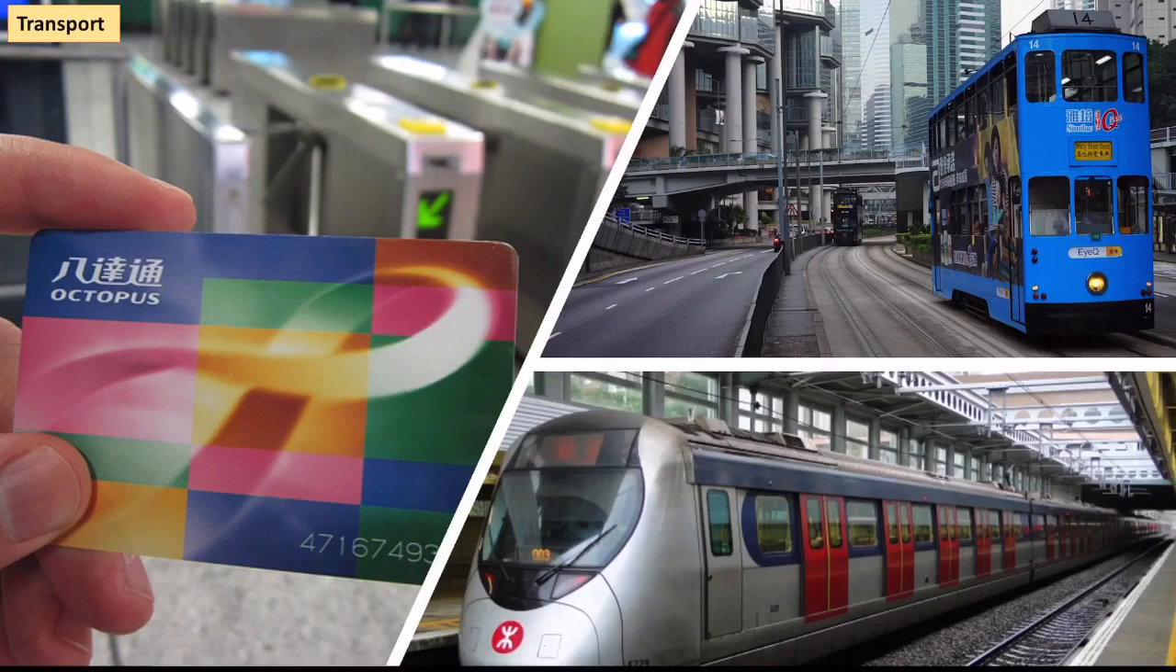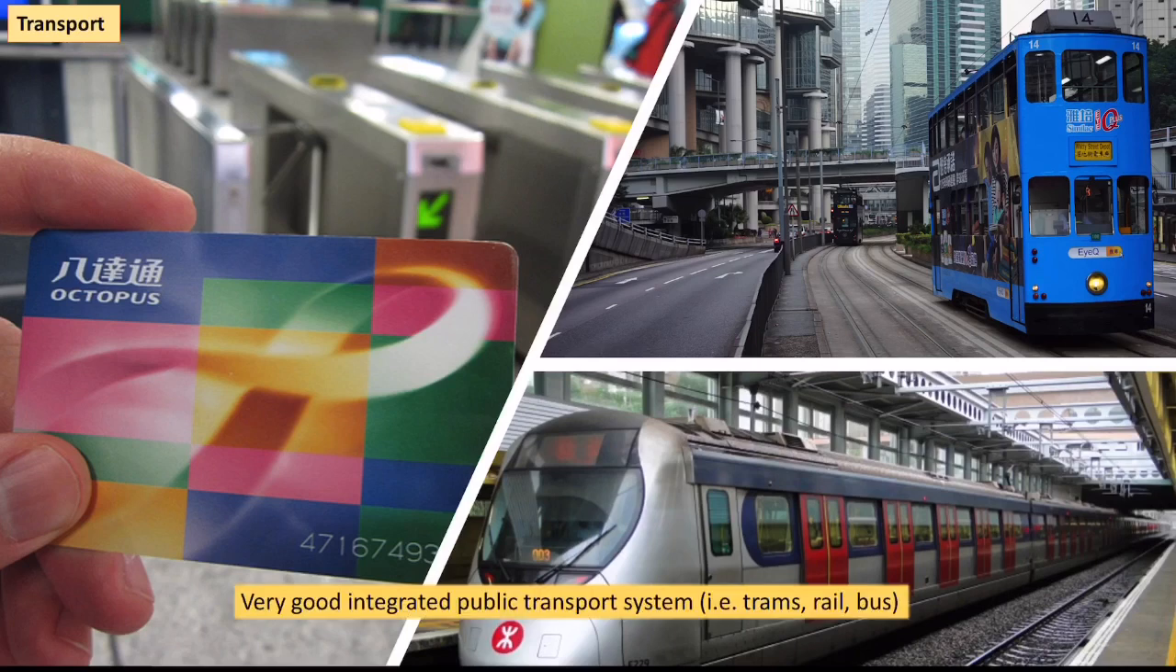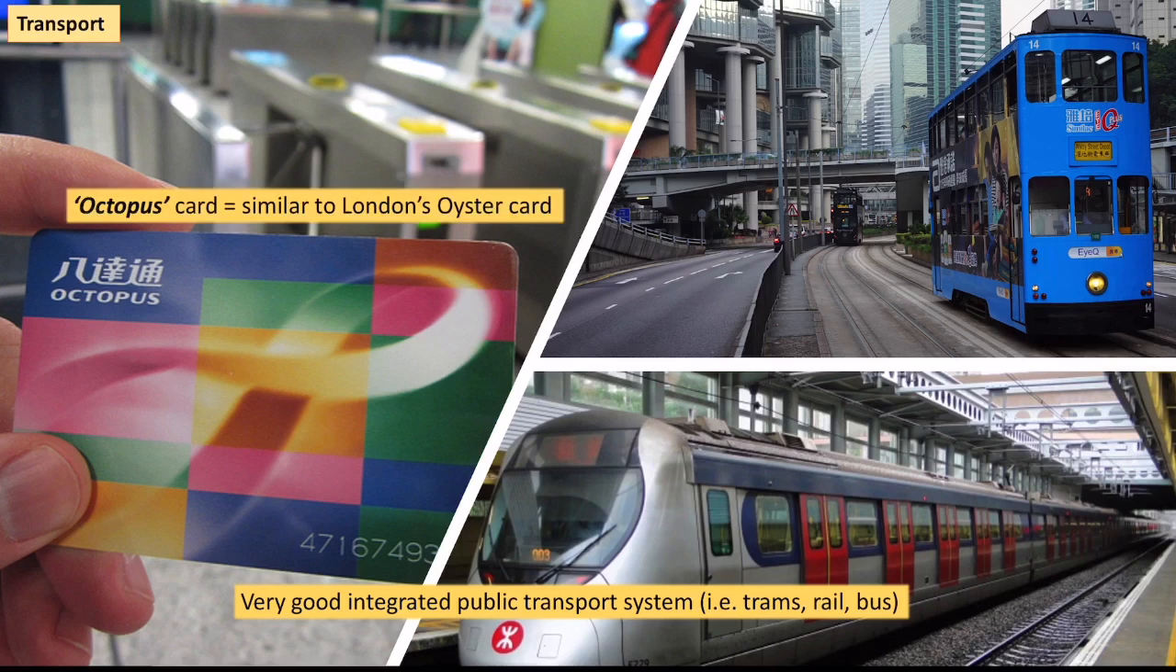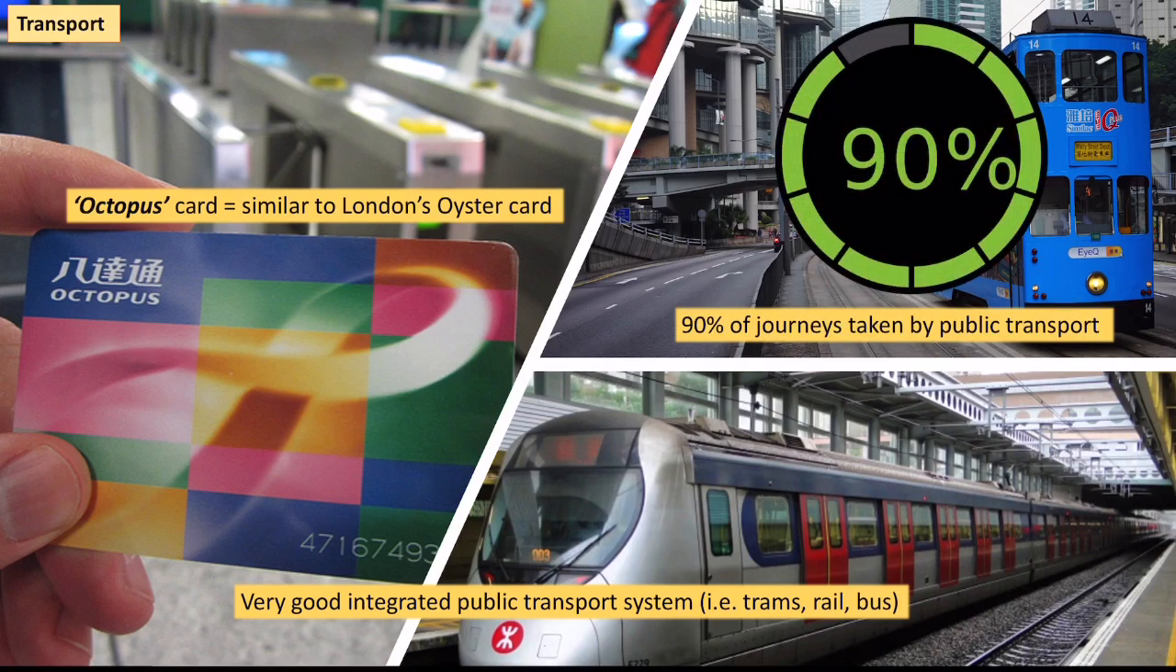Transport is generally something in Hong Kong that is pretty good. They have an integrated transport system. That means they have trams and rails and buses that link up together. And one thing that helps link all these areas is the Octopus card. It's very similar to the Oyster card in London. You can get onto a tram with your Octopus card and then get onto a train, just swiping in between. Because the public transport system is so good, 90% of all the journeys taken in Hong Kong are by public transport.